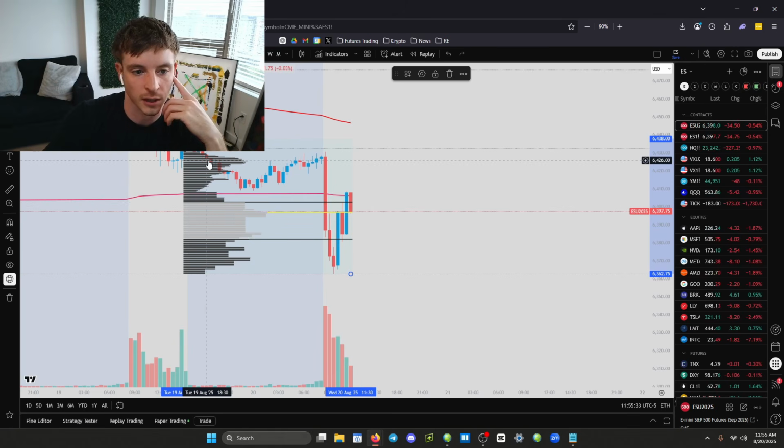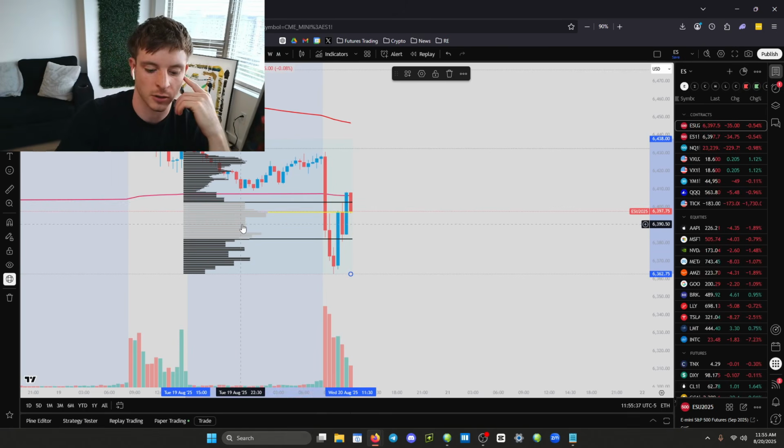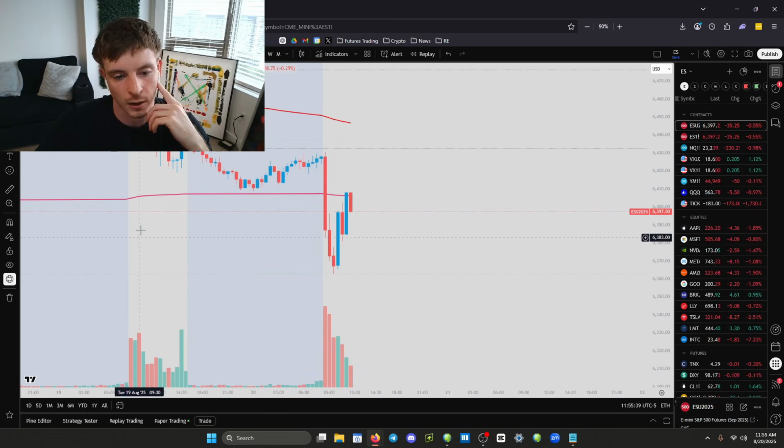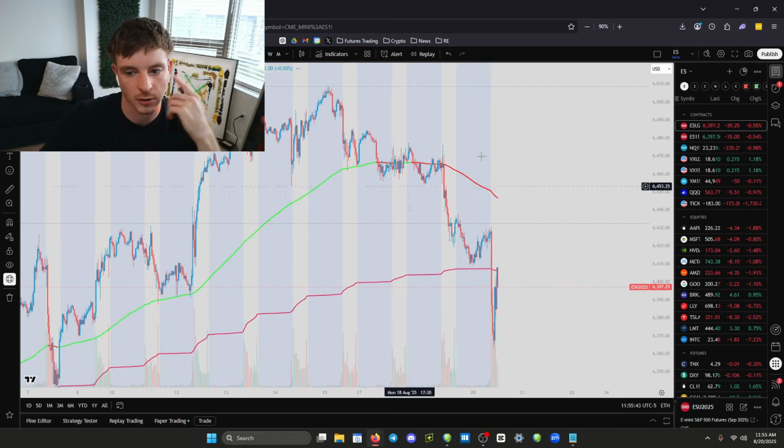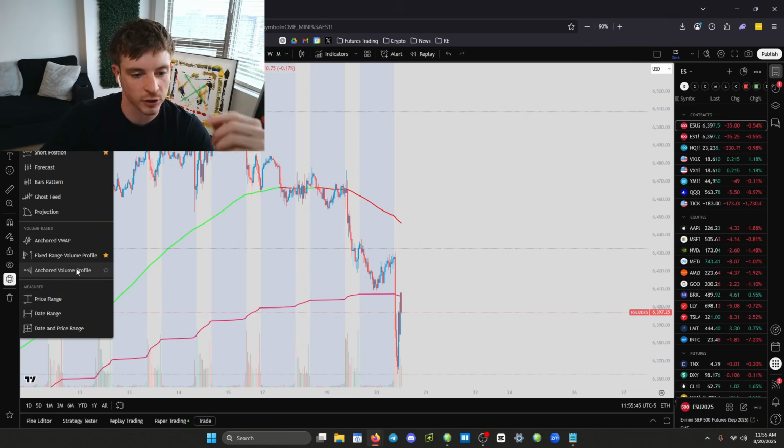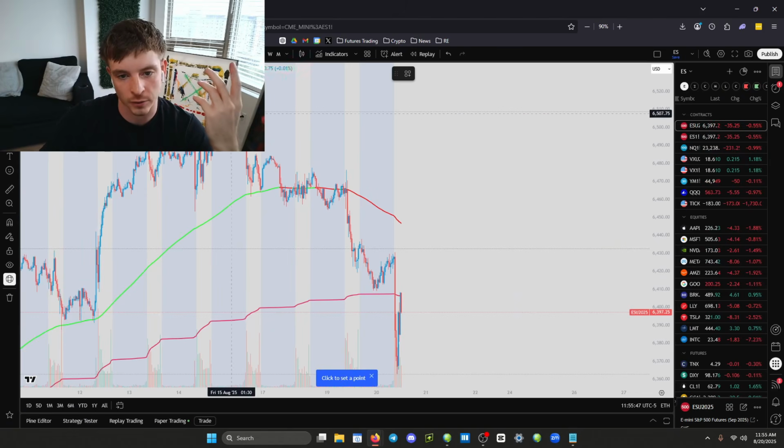I don't really use this a lot, but some people like this, like they'll just use the fixed range of the overnight session, or whatever batch of prices they're looking at. So you can use a fixed range volume profile, and you can also use an anchored volume profile.